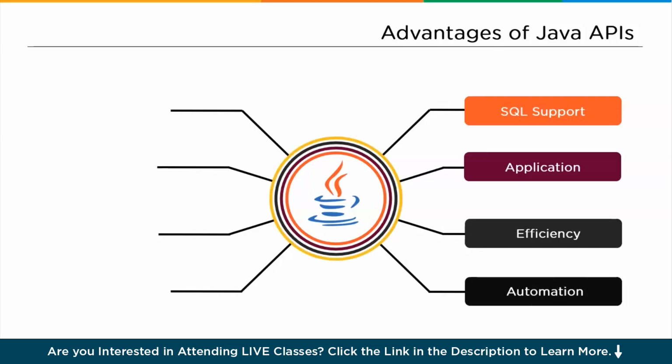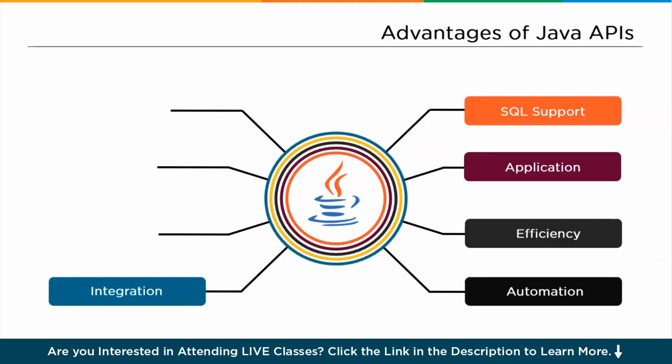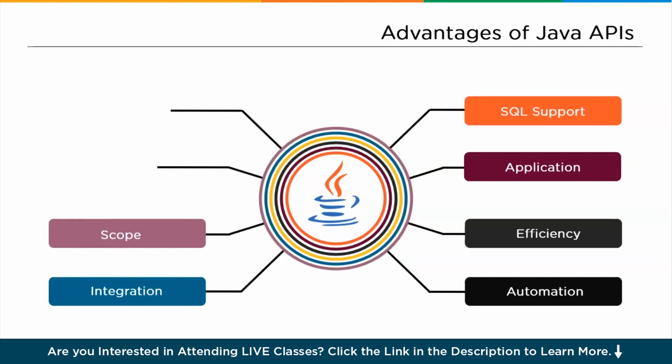Next, we have the automation. APIs allow computers to automatically upload, download, update, and delete data without human interaction. Followed by that, we have integration. Java APIs can integrate into any application and website and provide a fluid experience with dynamic data delivery. Followed by that we have scope. Java's APIs make websites, applications and information available to a wide range of users and audience.